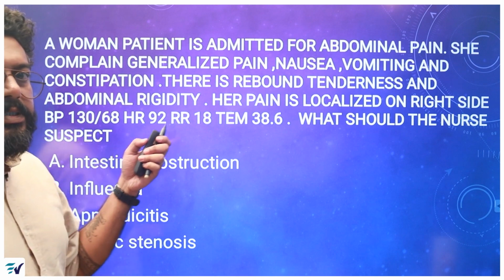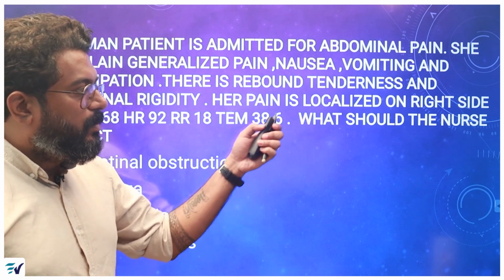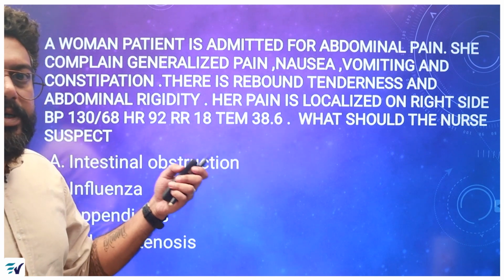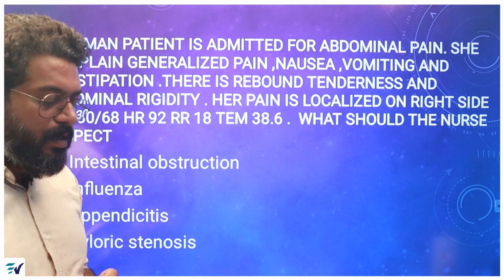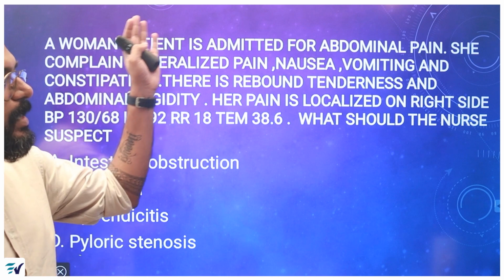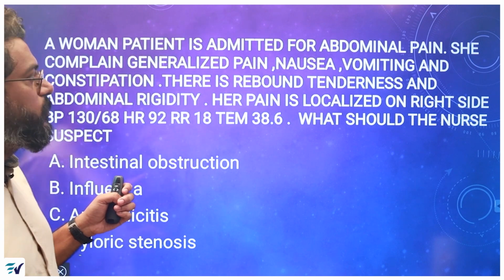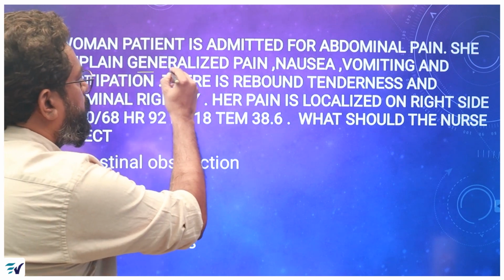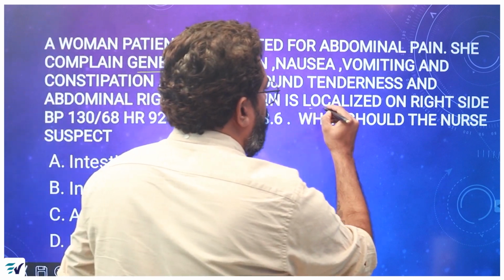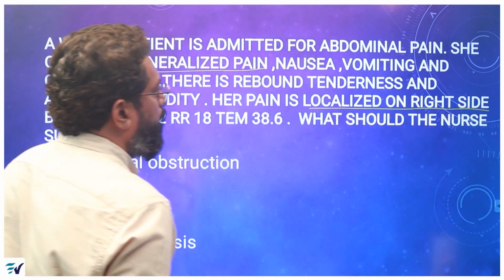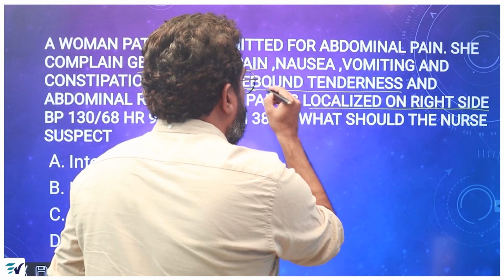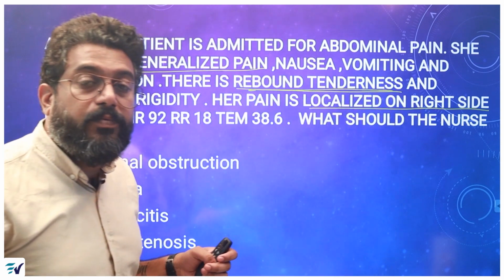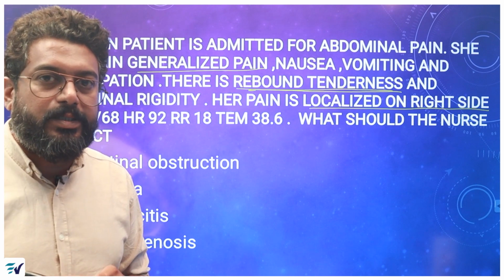Whenever the question comes regarding this scenario, what should the nurse suspect means what is the diagnosis of the patient. So, how should we diagnose the patient? We should assess the signs and symptoms which the patient is showing. So, here generalized pain which is localized on her right side, okay, and second important thing is rebound tenderness. Rebound tenderness is a characteristic feature of appendicitis.